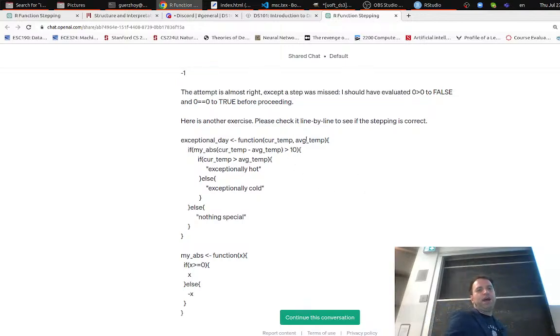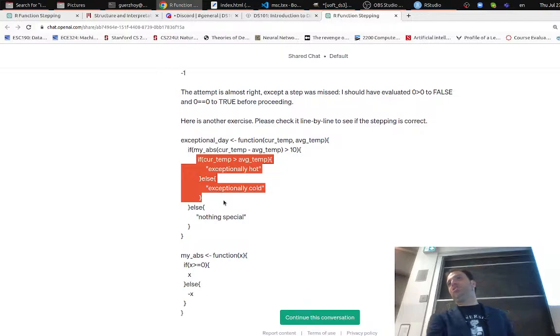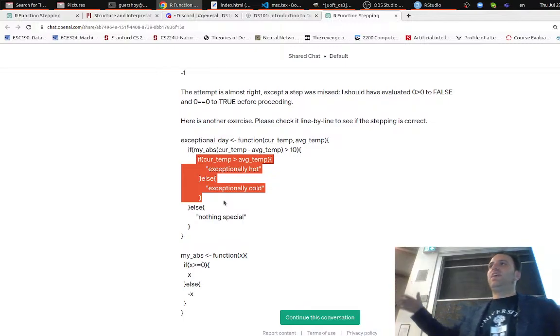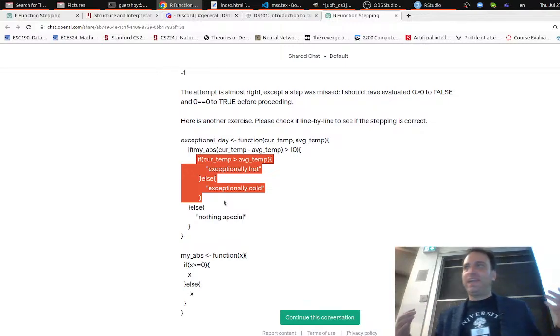So this one takes 2 parameters: the current temperature and the average temperature for the day. And then I'm saying if the absolute difference between the current temperature and the average temperature for the day is more than 10, then it's either exceptionally hot or exceptionally cold, right? And that's what I'm doing. So if that's the case, then this is going to be the value. It's going to be either exceptionally hot or exceptionally cold, depending on whether the current temperature is greater or smaller than the average temperature. It's probably not the most elegant way in which you could do this, but it's a way.